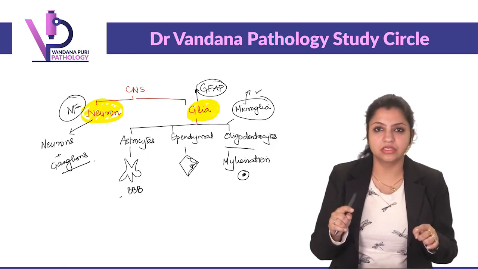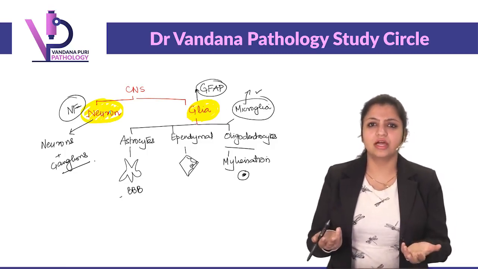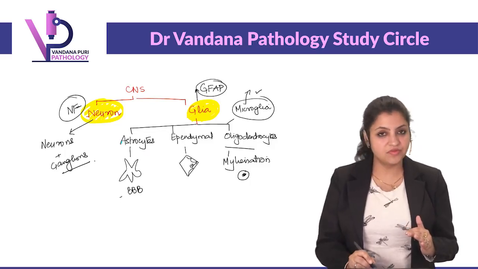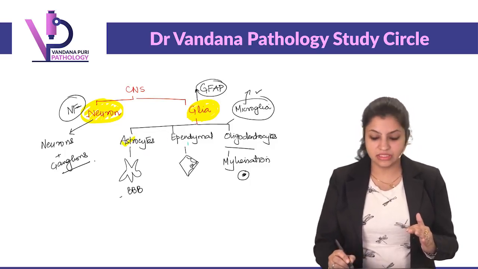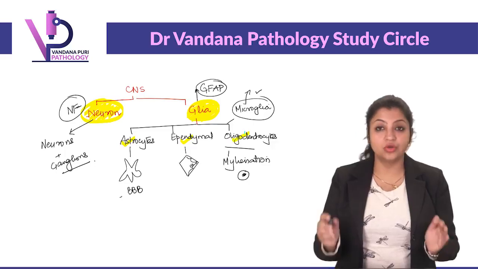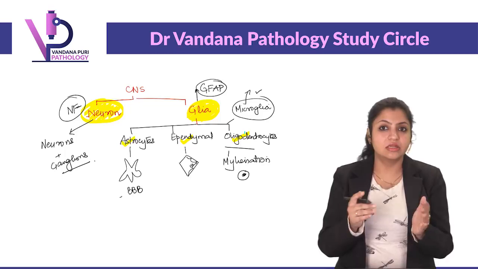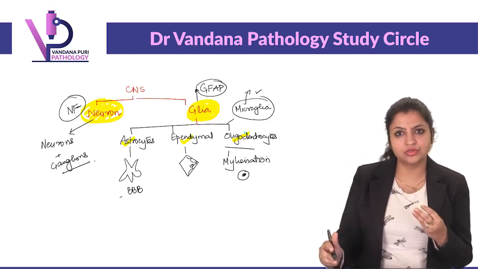Now if somebody asks you how many types of gliomas can be there, look at your chart that you have drawn. So how many types of glia cells are there? Astrocytes, ependymal cells and oligodendrocytes. So how many types of gliomas can be there? Three predominant cells. But then you will ask, ma'am, microglia is also there.